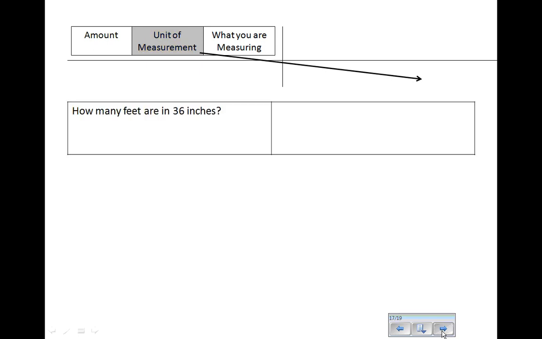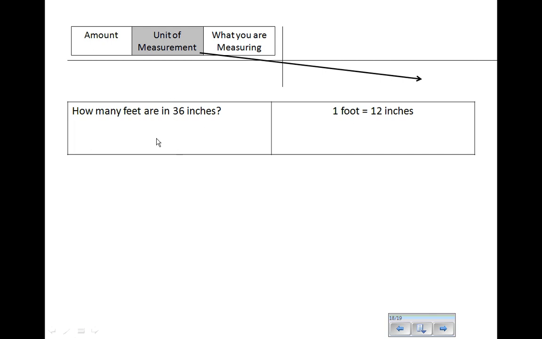So let's work through a simple problem. How many feet are in 36 inches? You might look at this and say, I don't need dimensional analysis to do this. I know that it is 3. I divide 36 by 12 and I get the answer 3. But for the sake of argument, let's just set this up in dimensional analysis so that we can see how to do it using a simple conversion.